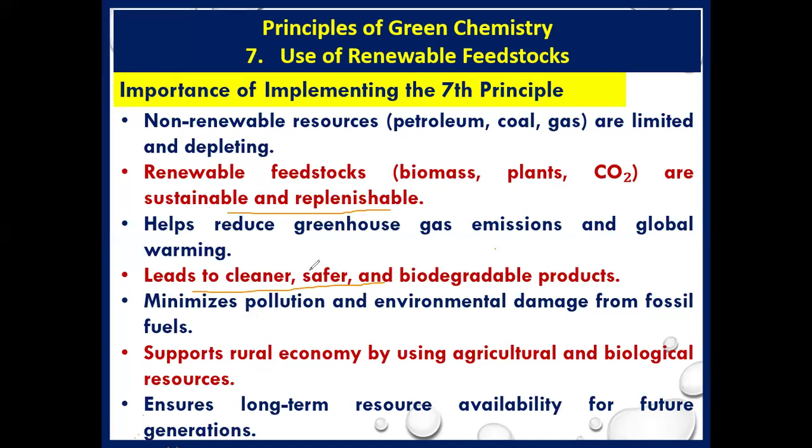So these help to reduce greenhouse gas emissions and the global warming. This leads to the cleaner, safe and biodegradable products. This also minimizes the pollution and environmental damage from fossil fuels. It also supports rural economy by using agricultural and the biological resources. It ensures long-term resource availability for future generations. So that is why the implementation of the seventh principle is important.